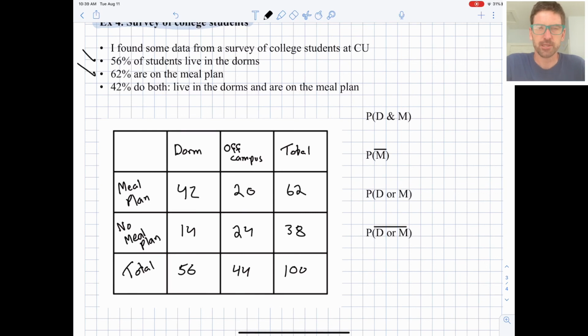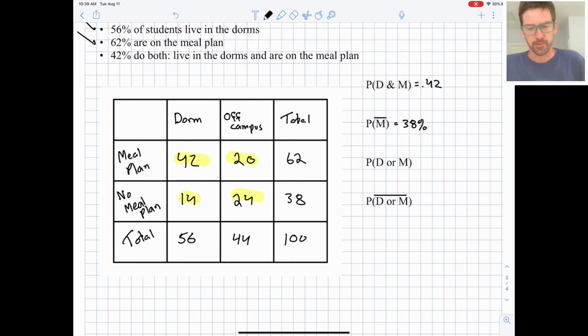Okay, so the numbers that I think you saw in the Venn diagram were these numbers, okay? Just the most sort of split up individual categories. But here we actually have a little bit more information, so in some ways the table's a little bit easier to work with. So dorm and meal plan is going to be 0.42 or 42%. Chance of not being on the meal plan is this 38%.